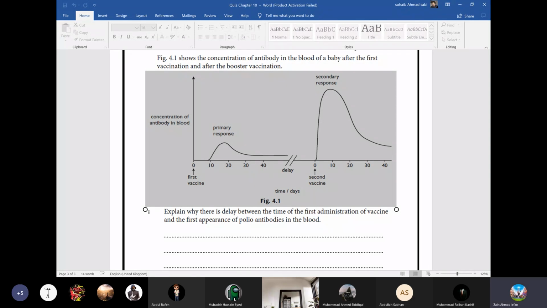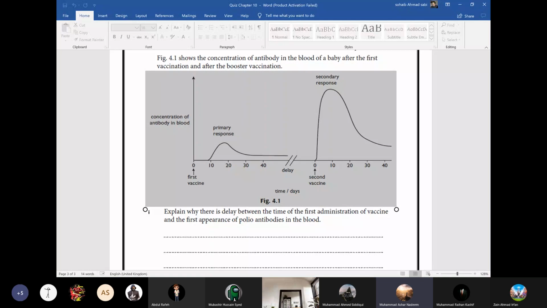The secondary response has memory cells which recognized. No, what is the difference you see in the graphs? Sir, there was no delay. That is the first point. Sir, more antibodies are made. There is more concentration of antibody in the blood.